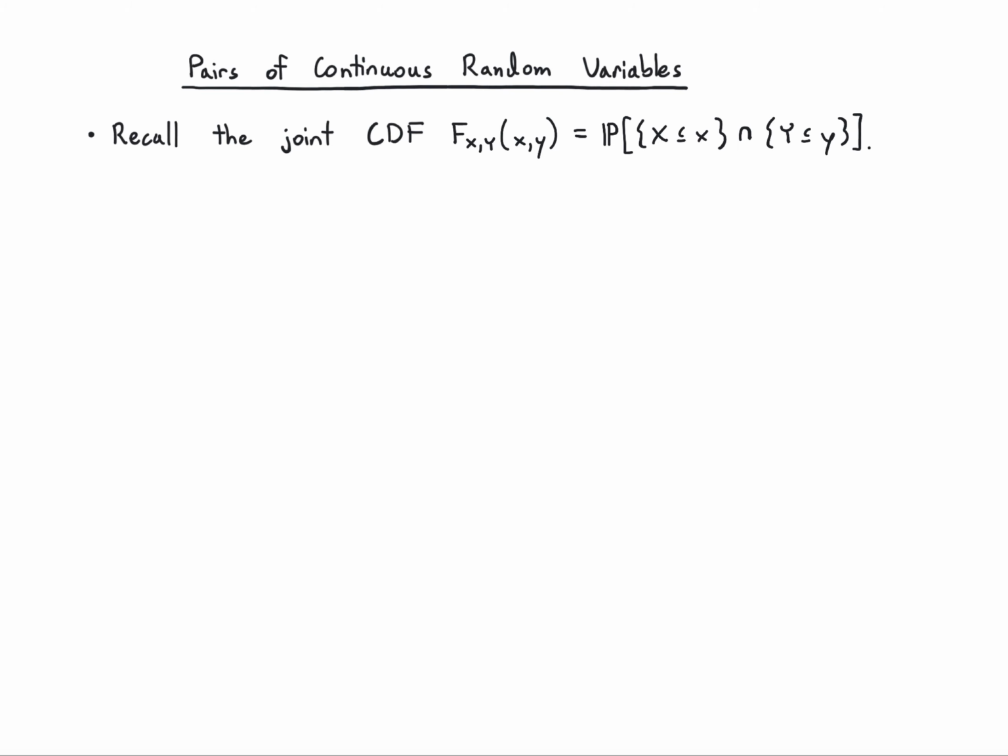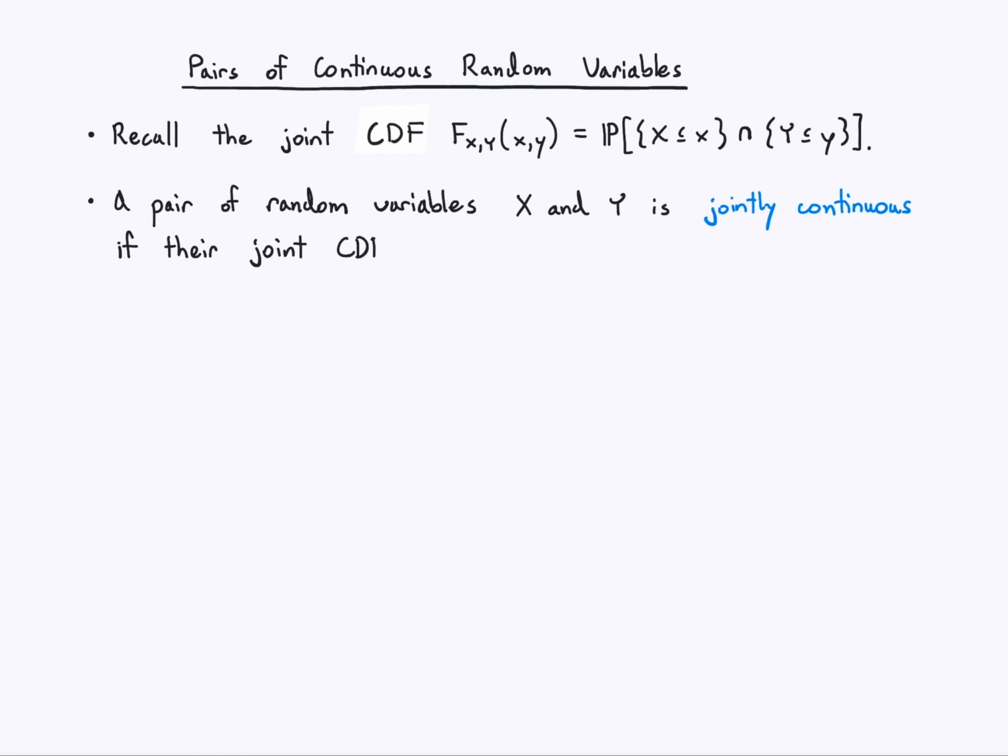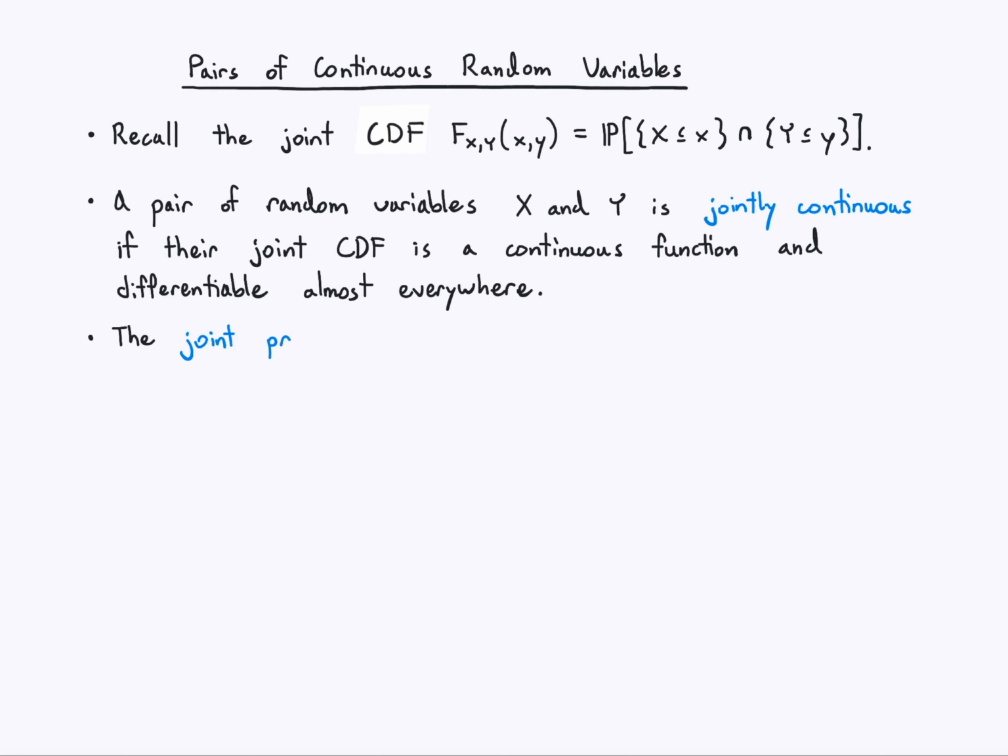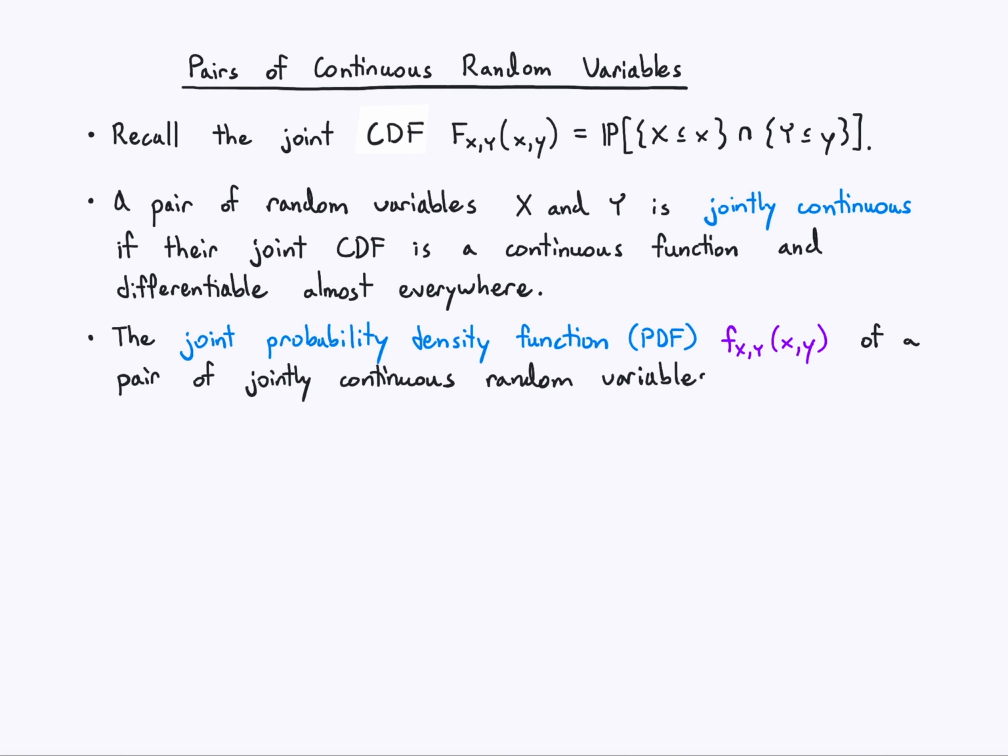Okay, so we'll say that a pair of random variables, x and y, are jointly continuous if they have a joint CDF, this function above, that is continuous, meaning that it has no discontinuities or abrupt changes, and it's also differentiable almost everywhere. So almost everywhere we look, we find a derivative. And then we can define this joint probability density function, or the PDF, f of x, y. Now we have a little f, and that for a pair of jointly continuous random variables is simply the second order partial derivative with respect to x and y of the joint CDF.